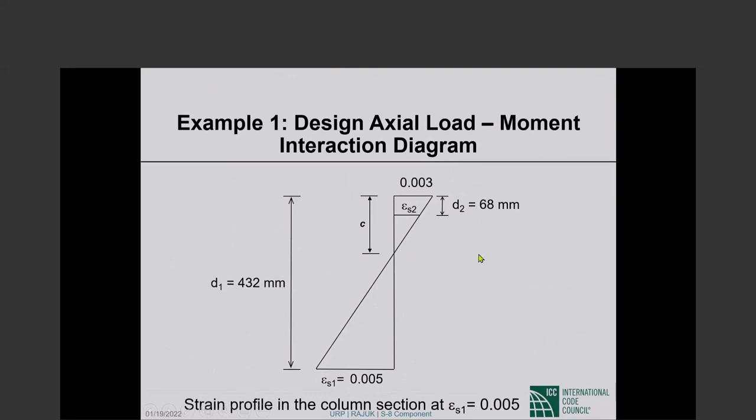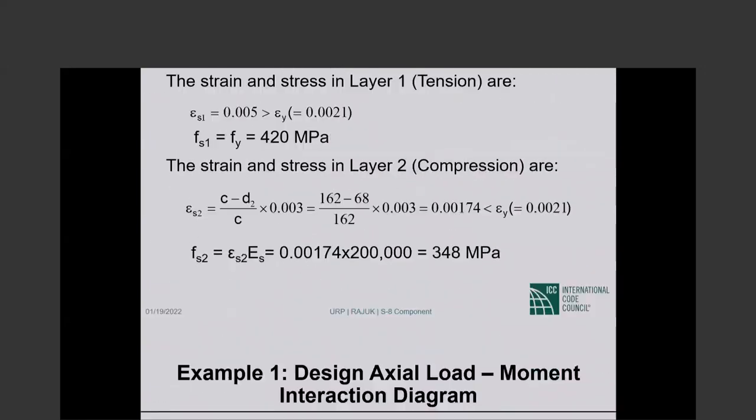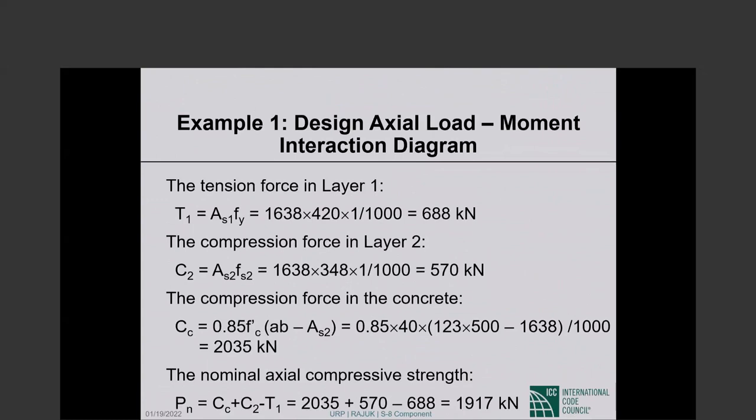The neutral axis depth is here. So 348 MPa. The tension: 1638 is the area of the two bars, 420 is the yield strength. We have 688 kilonewtons of tension in the bottom bars. The compression steel force is the compression steel area multiplied by the stress, that comes to 570 kilonewtons. And the compression concrete force is 85% f'c ab.